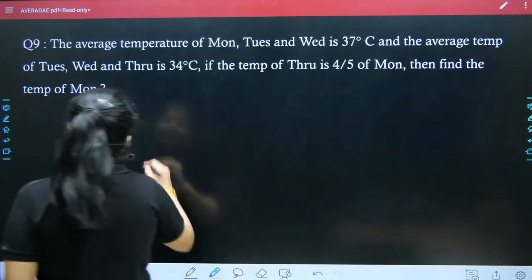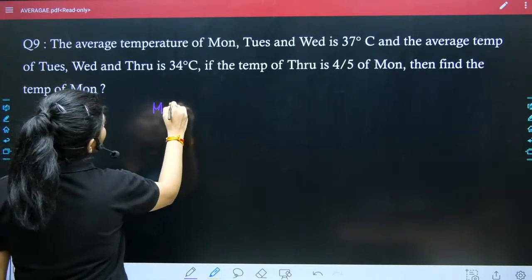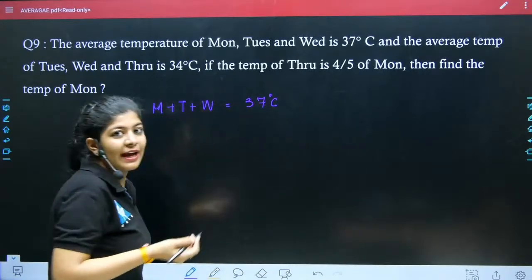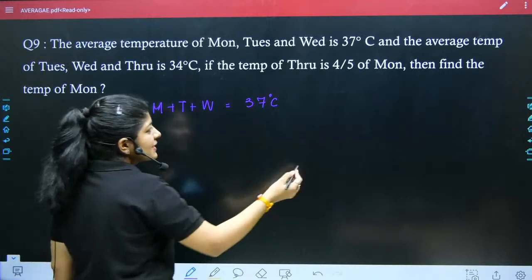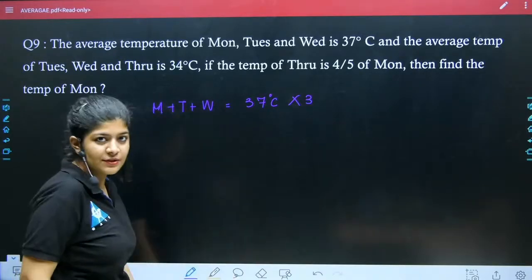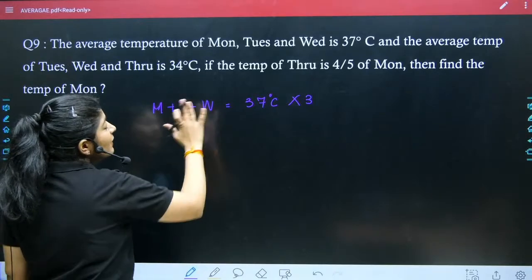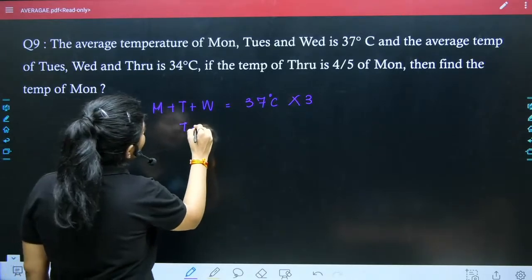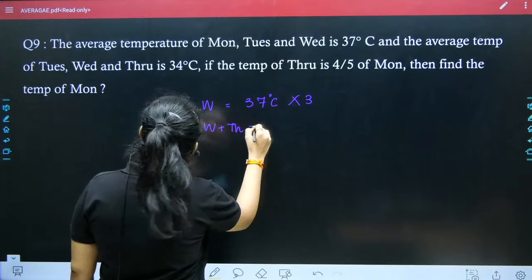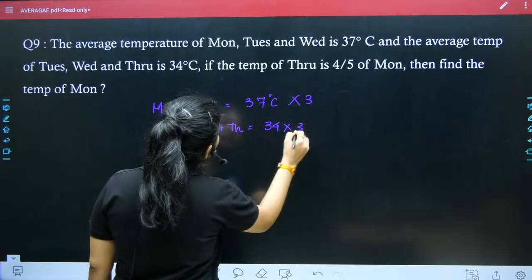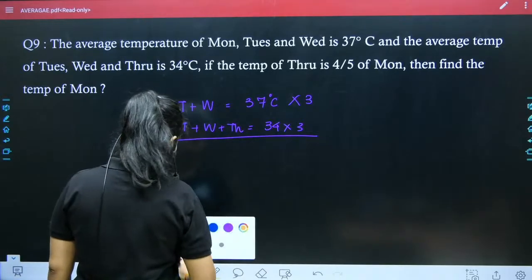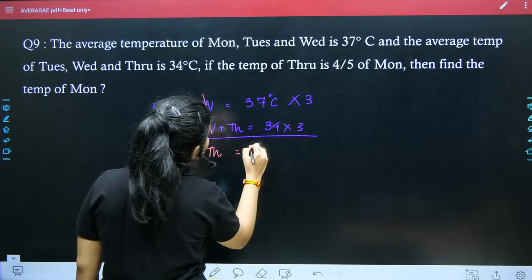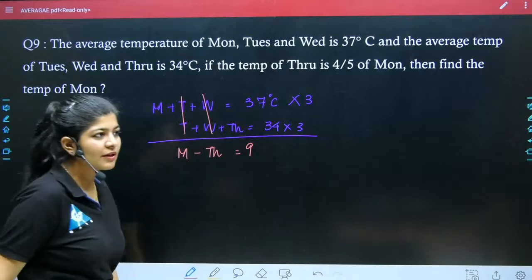Okay, how do we calculate this? It is given that the average temperature of Monday, Tuesday and Wednesday is equal to 37 degrees Celsius. If we have to find out the sum, we have to multiply this by 3 to calculate the sum of temperature of Monday, Tuesday and Wednesday. And it is given that the average temperature of Tuesday, Wednesday and Thursday should be equal to 34 into 3. That means if we subtract these equations, we will get Monday minus Thursday, that is equal to 3, which is equal to 9.